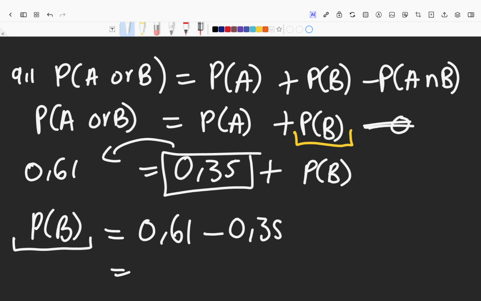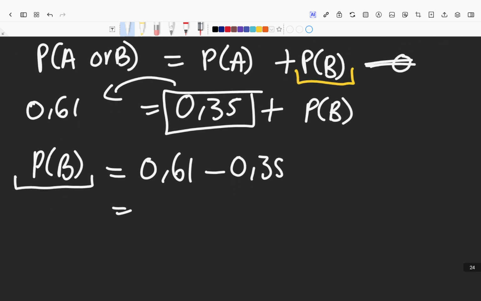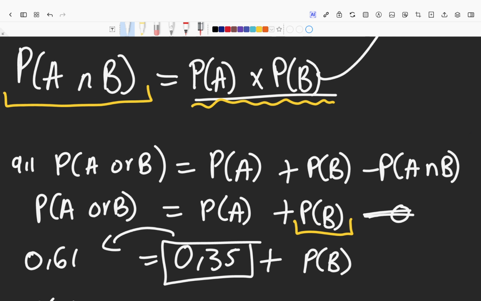0.61 minus 0.35 is 0.26. So that means that the probability of B is 0.26. You're done. Simple as that. You just need to know that in mutually exclusive events, the probability of A and B is 0. Once you know that, you're done.